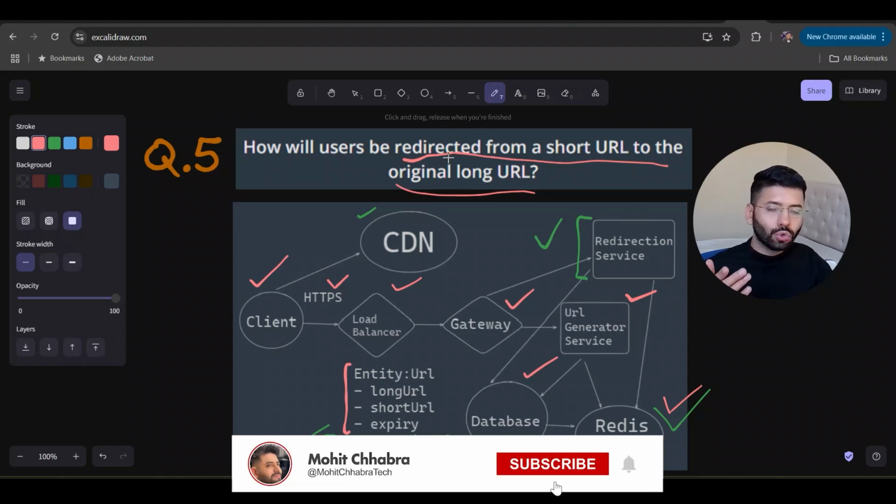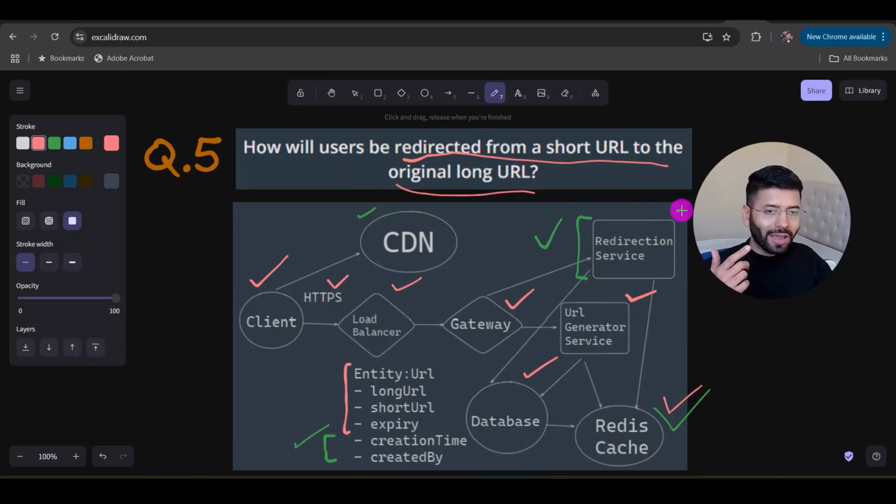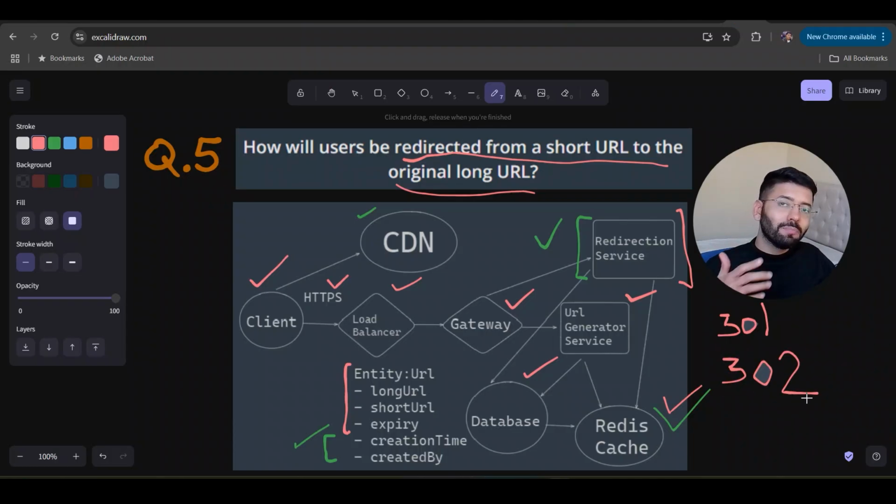Okay, so these were the good things, but I also received an improvement point in this design, which was related to redirection. In this question, the main focus was redirection. Although I added a new component, the redirection microservice, I did not explain how the redirection will happen. When we use HTTPS, the redirection can happen in two ways. Number one is status code 301, which is a permanent redirect. In that case, the browser keeps the mapping in its cache permanently, so every time it gets a match it directly shows that. But in our case, the suggested one is status code 302, which is the temporary redirect.